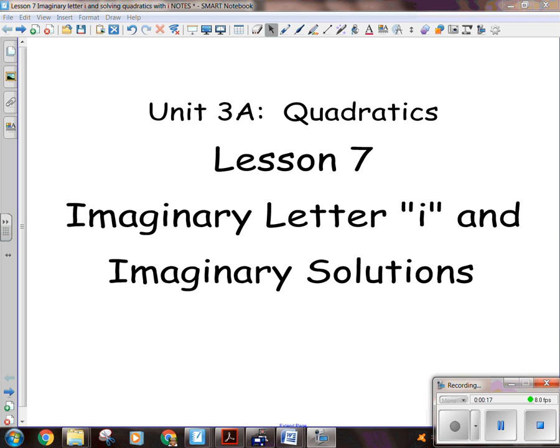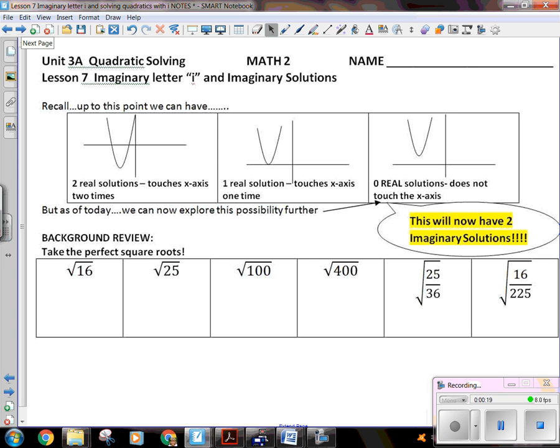So let's get started. Up until this point, what we've really done is we've looked at graphs of parabolas, and when they cross the x-axis in two places, then we end up with two solutions, okay? If the parabola touches the x-axis in one place, we have one real solution. In the last case, we have 0 real solutions because we do not touch, okay?